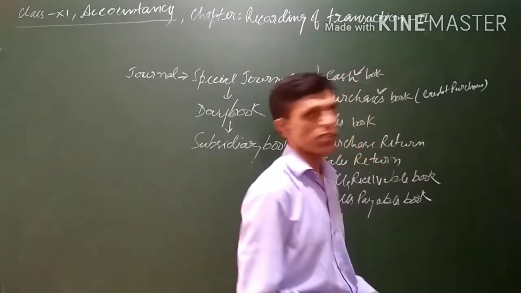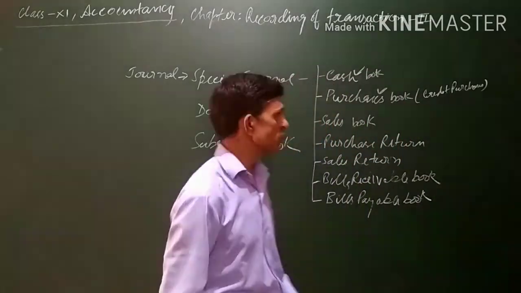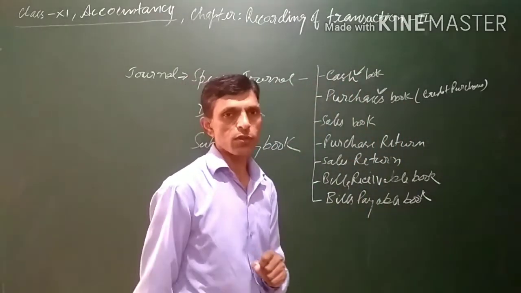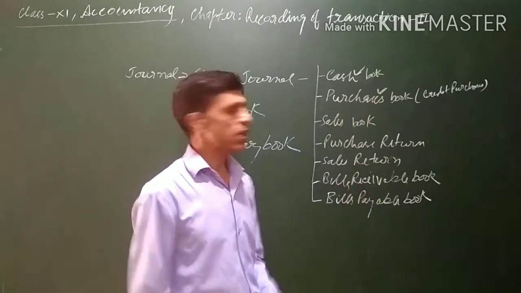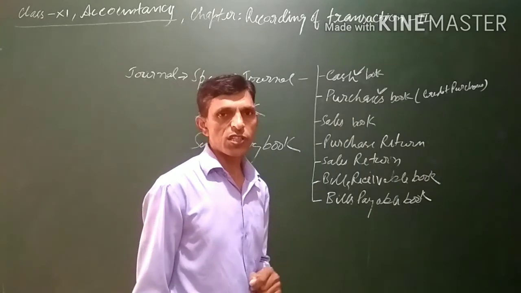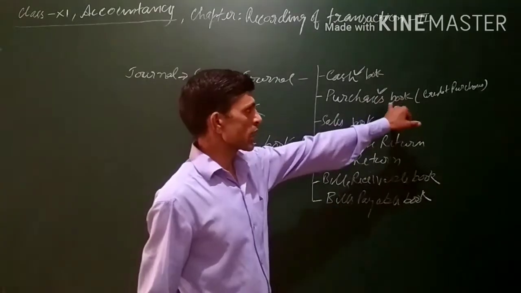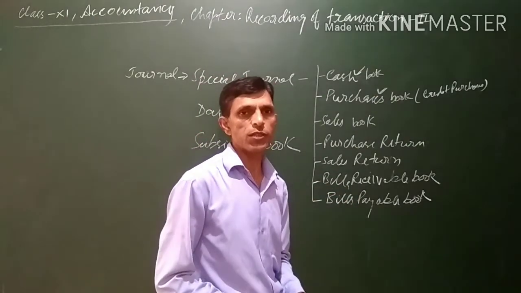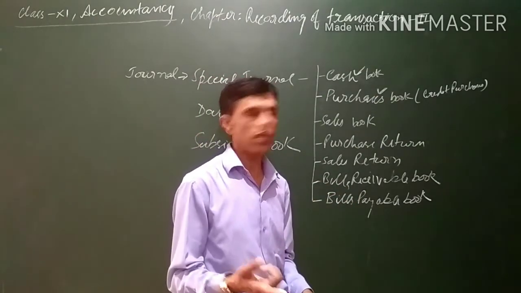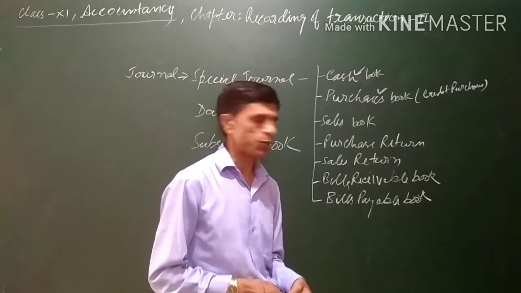That is credit as well as cash purchase. If cash purchase is there, it will be recorded in the cash book because it is related with cash. And if credit purchase is there, it will be recorded in the purchases book. So all credit purchases are recorded in the purchases book because transactions of similar nature will be there. Means every time credit purchase is there, it will be recorded in the purchase book.